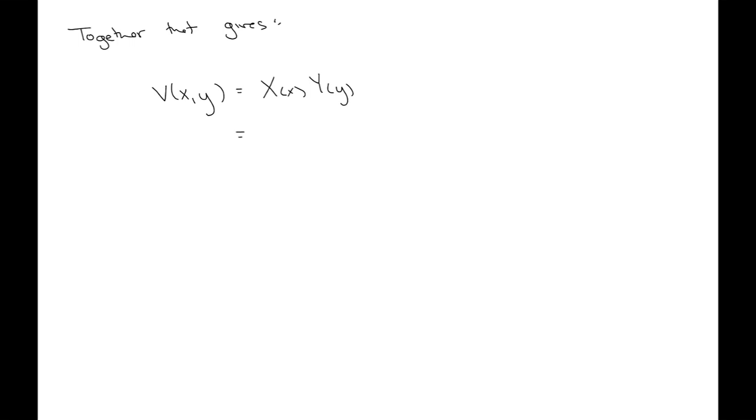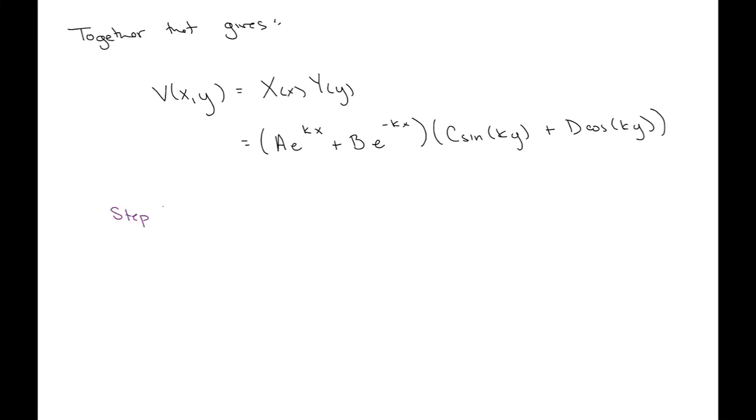When I take the product, I get the first term and the second term, and the next step is to figure out the constants using boundary conditions. I'm going to stop this video here and we'll pick that up in the next video.